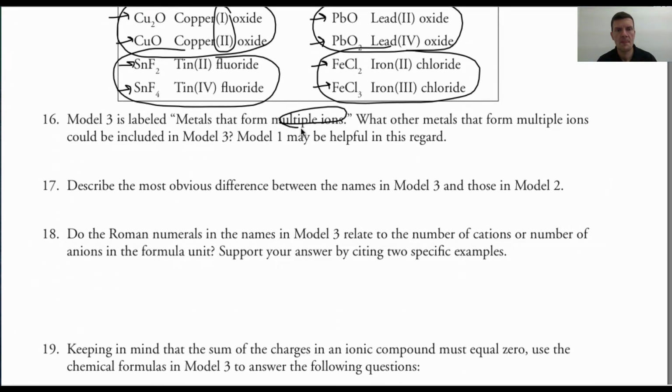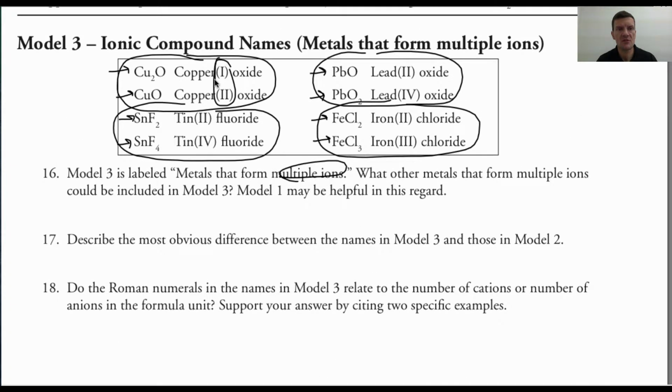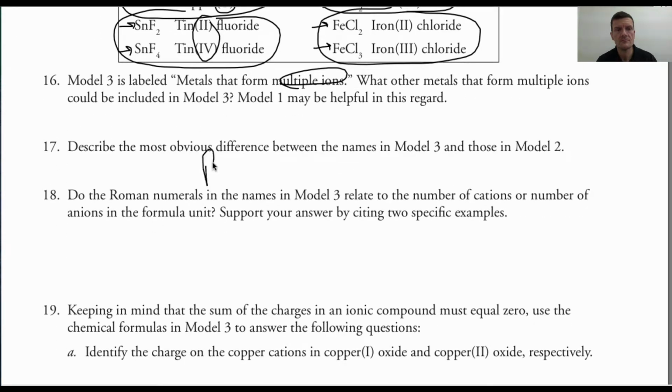All right. Describe the most obvious difference between the names in Model 3 and those in Model 2. The obvious difference is the Roman numeral. We've got Roman numerals now to make sure we know, is it copper plus 1 or copper plus 2? Is it tin plus 2 or tin plus 4? Which one are we using? Which of the metal ions are we using? Roman numerals, Roman numbers, okay?